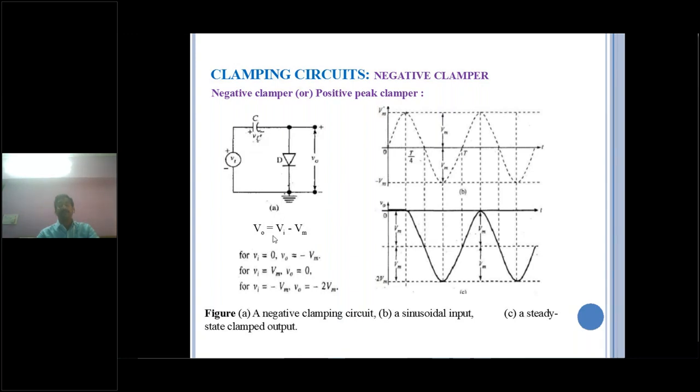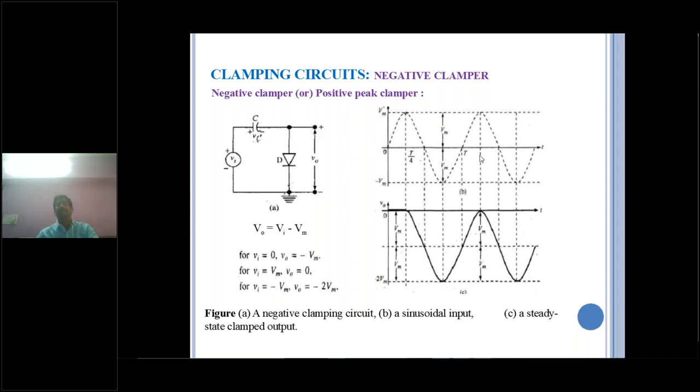So according to this, you have to substitute the different values of Vi. Suppose Vi equals 0, then V0 equals minus Vm. Similarly, input voltage Vi equals Vm, so Vm minus Vm is 0. Similarly, Vi equals minus Vm, output voltage equals minus 2Vm. Likewise, you have to draw the output waveform. This is the negative clamper circuit.